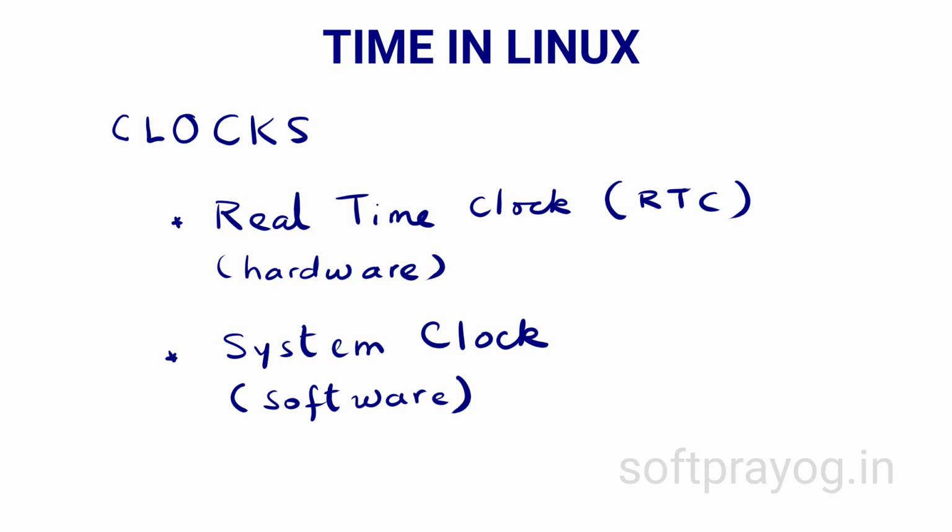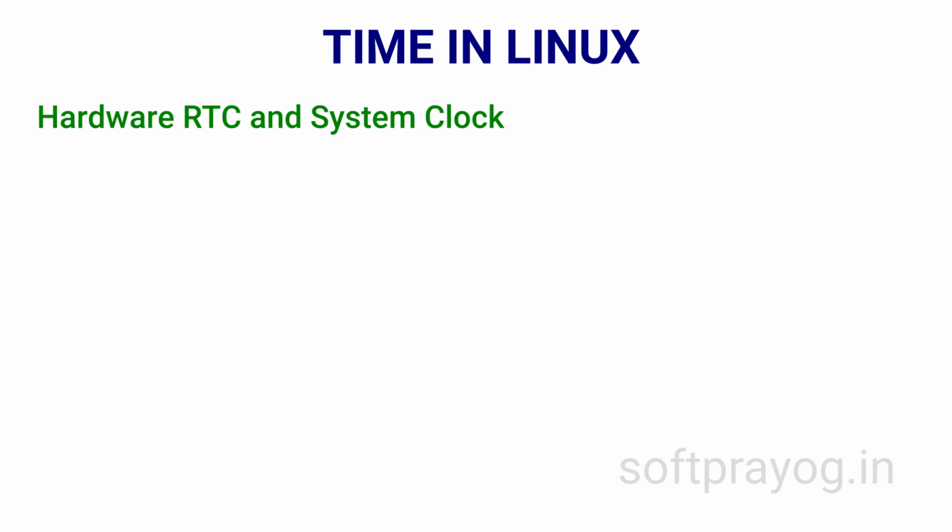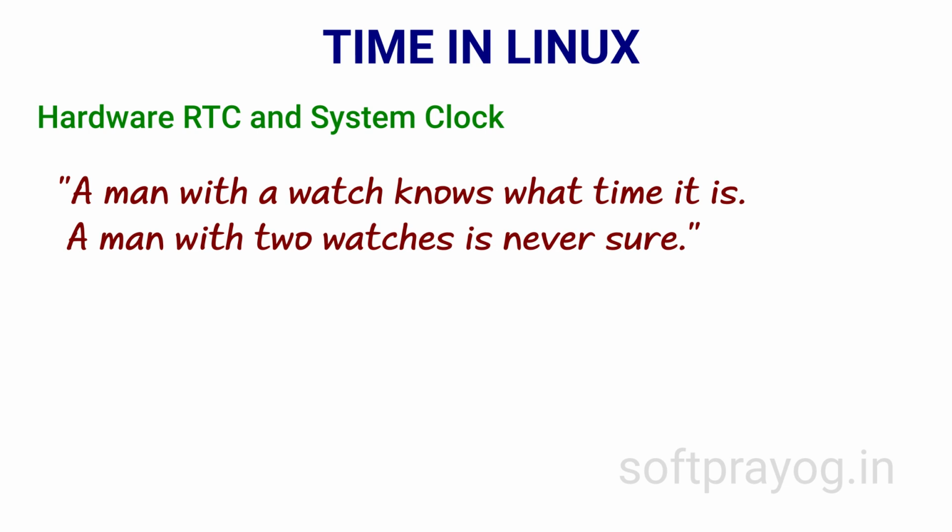When the system starts, the system clock is initialized from the real-time clock. After that, the two clocks work independently. So, there is a hardware real-time clock and a system clock. And there is a popular saying, a man with a watch knows what time it is. A man with two watches is never sure. So, what is the time in your Linux system?